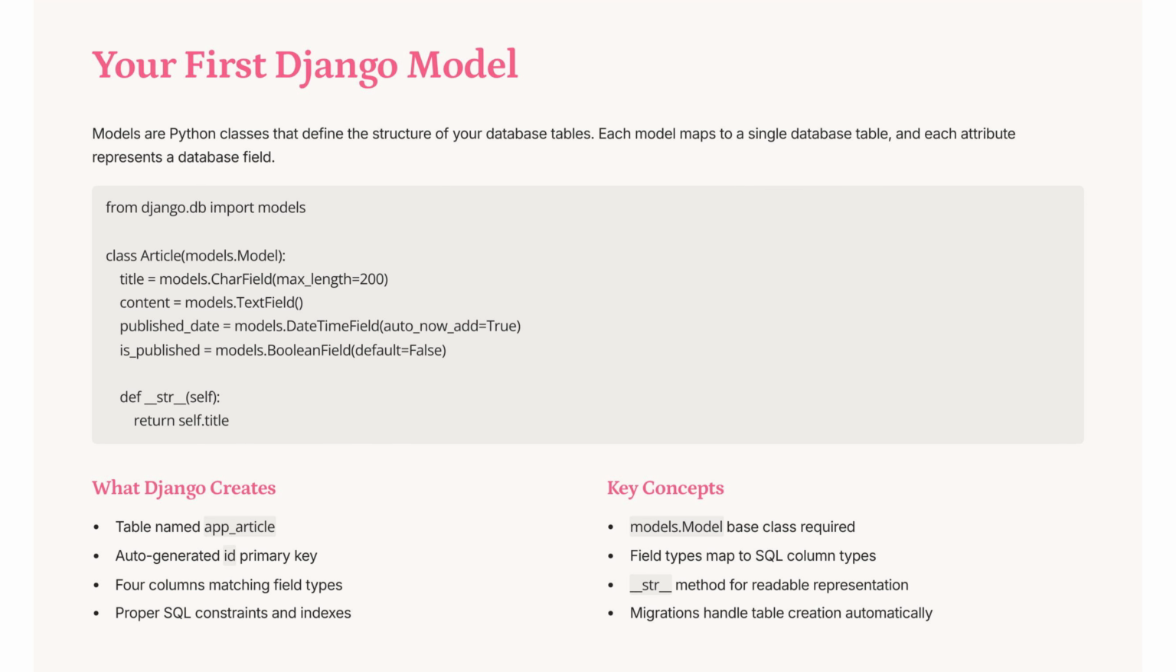Django models are Python classes defining database tables. Each model attribute corresponds to a database field. For instance, the Article model includes fields like title, content, and published date. Django automatically creates a table with an ID primary key and appropriate SQL constraints. The __str__ method provides a readable representation, while migrations manage table creation seamlessly.